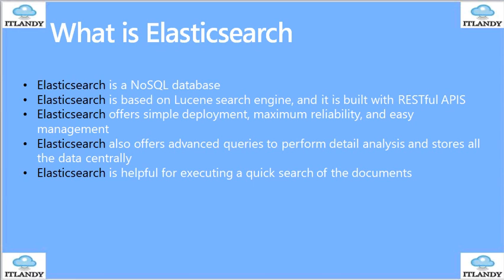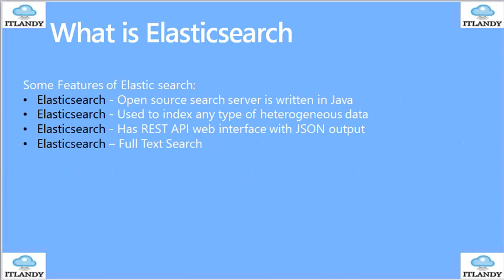This is basically a summary of what Elasticsearch can provide, and some of the features or benefits. It's open source, it's written in Java, and it's used to index heterogeneous types of data. It has REST APIs, a web interface based on JSON, and full text search. Again, it provides near real-time (NRT) search, has a sharder and replicator, and is schema free. This is part of the benefits of Elasticsearch.